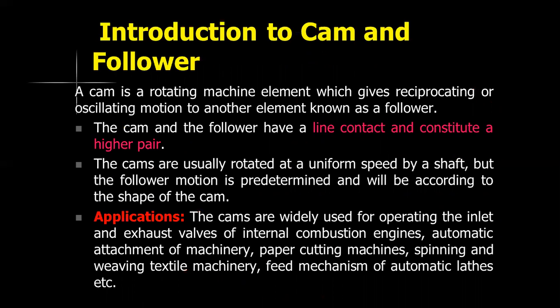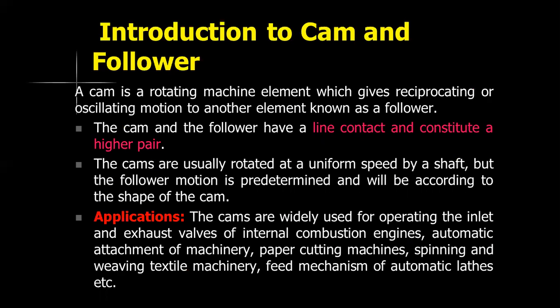A cam is a rotating machine element which gives reciprocating or oscillating motion to another element known as a follower. So the cam is basically a mechanical element which is used to convert the rotary motion into a reciprocating or oscillating motion. The cam will rotate, and the follower is attached with the cam. The rotary motion of the cam will be converted into reciprocating or oscillating motion by the follower. The cam and follower have a line contact and constitute a higher pair.